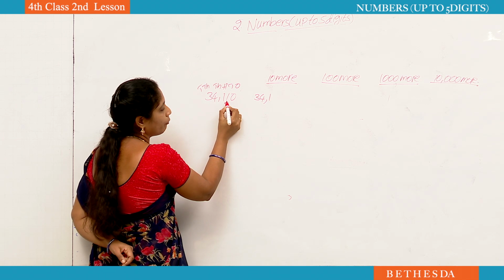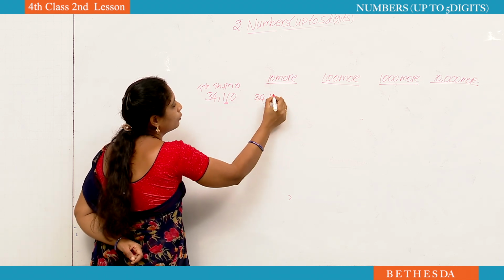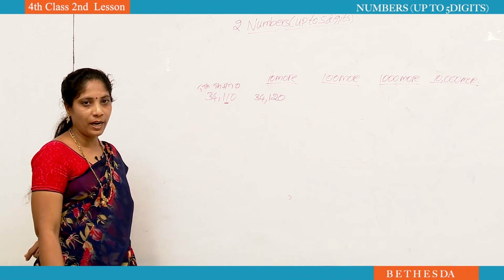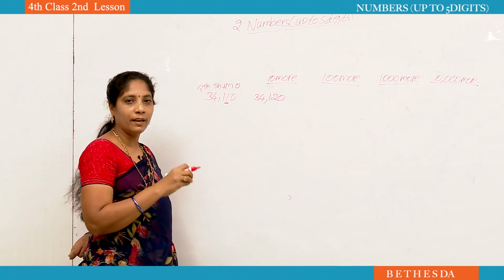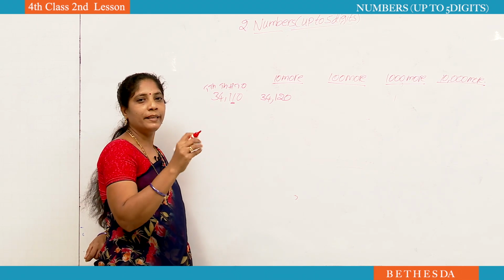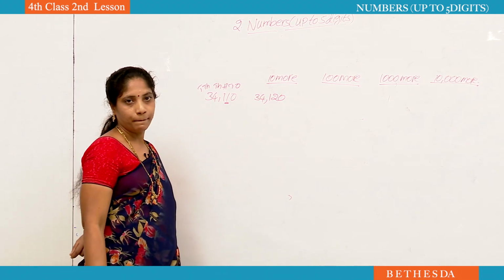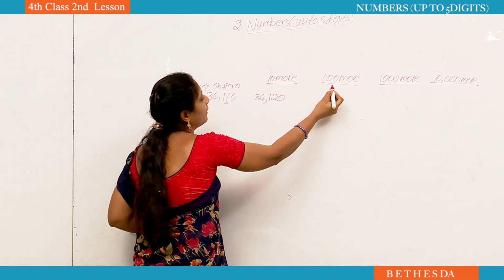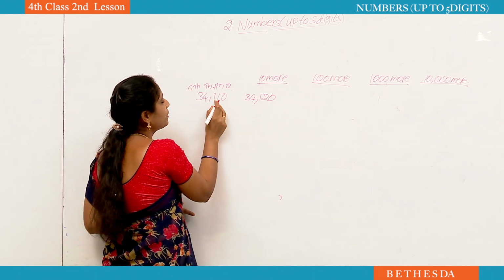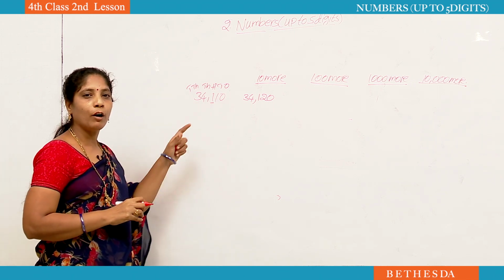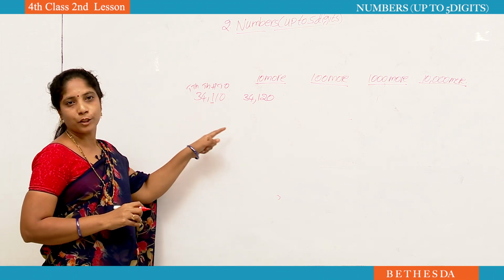Tens place number, 1 is there. 1 plus 1, 2. And ones place number as usual. Did you understand? If you add 10 for any number, we have to change only tens place number. For tens place number, we have to add 1. Okay, if you add 100 for any number, which place will change now? Hundreds place. For hundreds place number, we have to add 1. Remaining numbers as usual we can write.